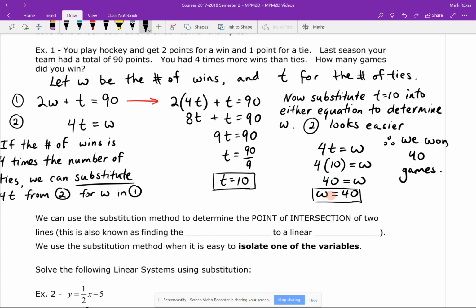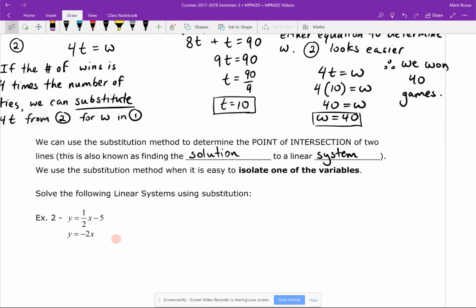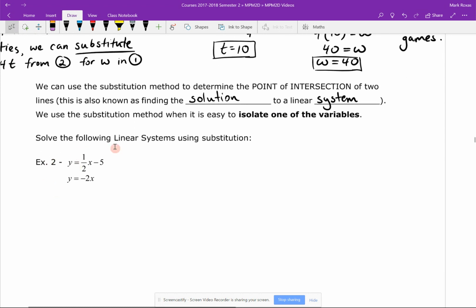Okay, so we can use the substitution method to determine the point of intersection of two lines. And this is also known as finding the solution to a linear system. Okay, we use the substitution method when it is easy to isolate one of the variables. Okay, if it's easy to isolate, then substitution would be the perfect way of doing it. Okay, so let's look at example number 2. Solve the following linear systems using substitution.